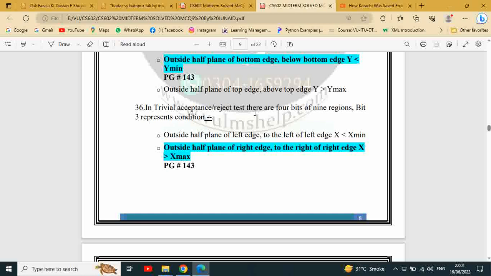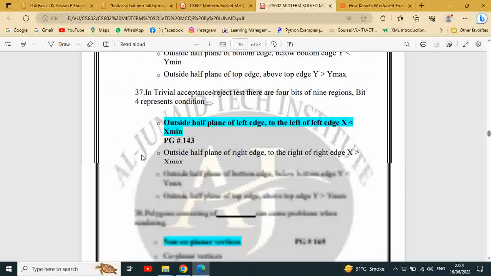In trivial acceptance reject test, there are 4 bits of 9 regions. Bit 3 represents condition outside half plane of right edge, right of right edge, x greater than x max.